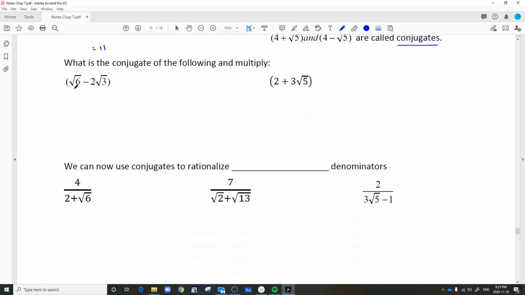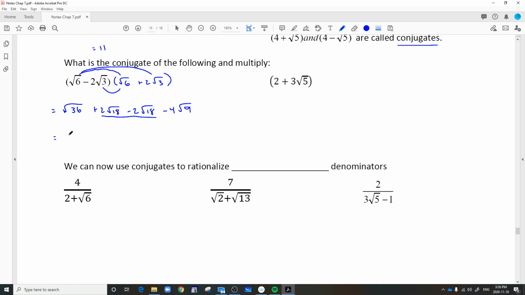So the conjugate of root 6 minus 2 root 3 would be root 6 plus 2 root 3. So different signs, same brackets. When you multiply this out, you'll go first times first, so you'll get root 36. And then you can keep distributing. So root 6 times 2 root 3 would be plus 2 root 18. And then when we do the next one, we get negative 2 times 1 is negative 2 root 18. These will cancel out. And then we get negative 2 times positive 2 is negative 4, and root 3 times root 3 is root 9.